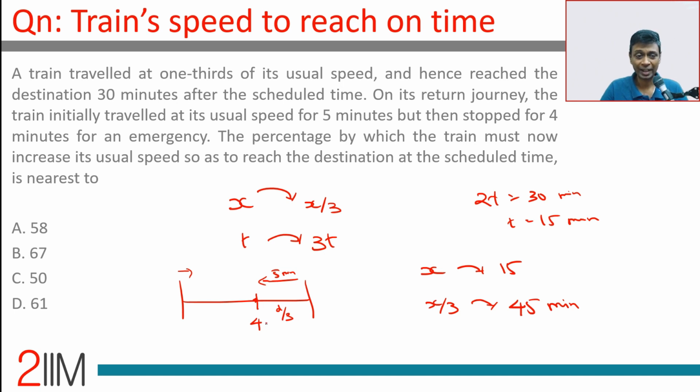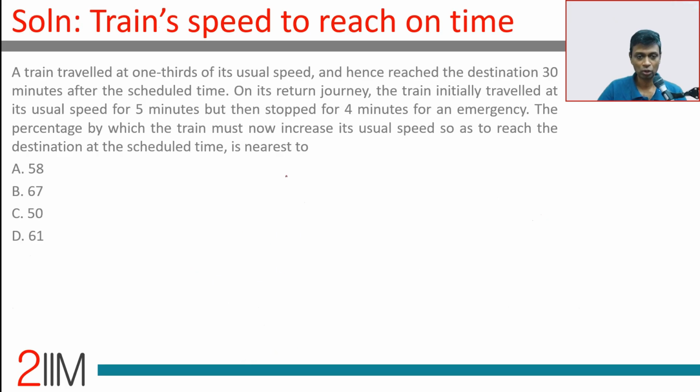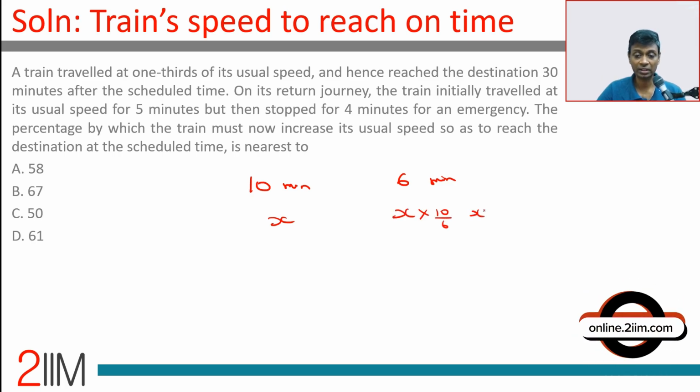The percentage by which the train must now increase its usual speed so as to reach the destination on scheduled time is nearest to 5 plus 4, 9 minutes are gone. The total time taken, the scheduled time, which is 15 minutes. So the train should cover this distance in 6 minutes. If this 4 minutes break had not been there, it would have covered in 10 minutes. Lovely question. So what it would have covered in 10, now it should cover in 6. This speed were x. This speed has to be x into 10 by 6 or x into 5 by 3.